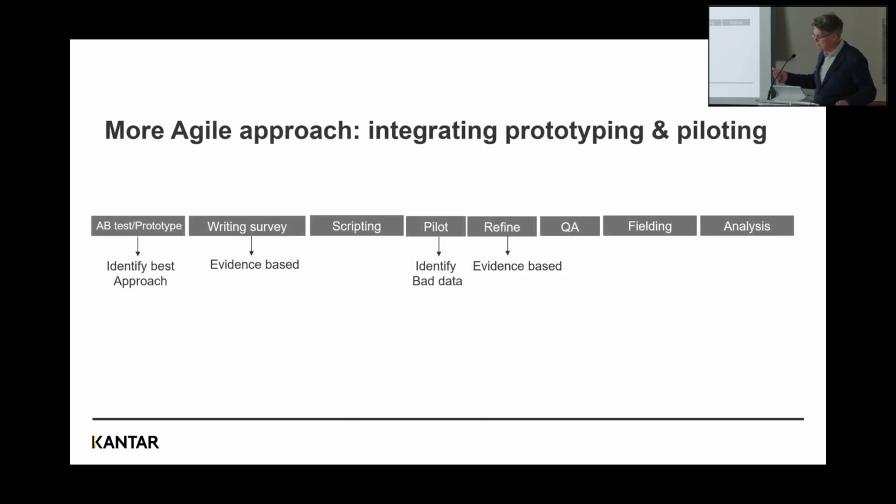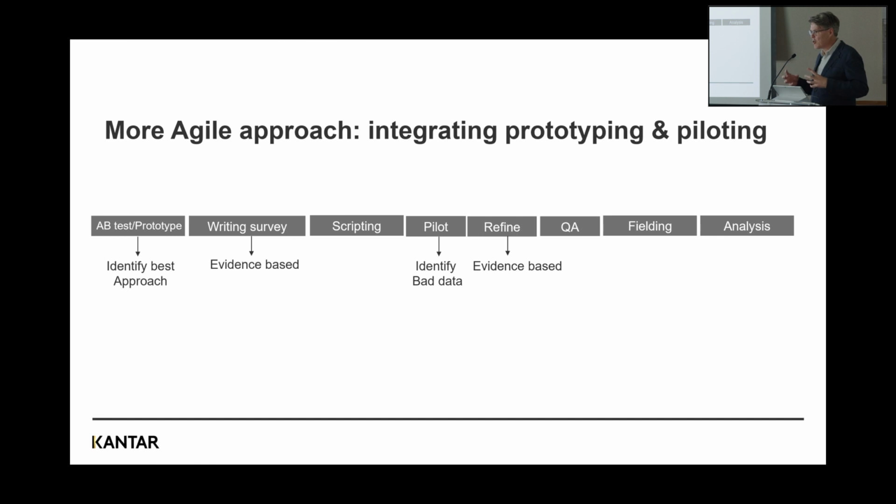This is how I recommend doing things: sketch out the survey, do a light pilot, get a sense of the things you're not quite sure about, A/B test some ideas, identify the best approach, and use that to help you write the survey. Evidence-based decision-making, essentially. You then have the scripting process, which needs to be allocated a reasonable amount of time so you don't engender mistakes.